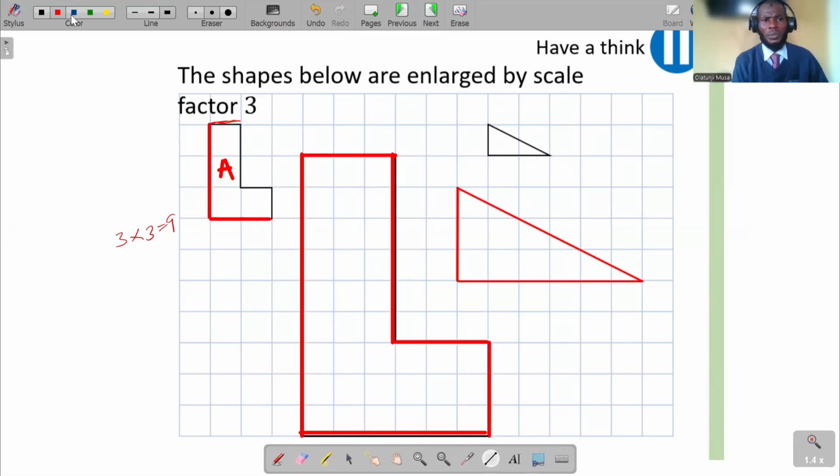The same thing applies to this shape. Let me call this one C. C is also enlarged by scale factor 3. Here we have 1 square unit times 3, that's going to be 3 square units. Here 2 square units is going to be 6 square units. While here it is 2 square units multiplied by scale factor 3, we get 6 square units. That is how these shapes are enlarged. Okay. All right, now let's see how we can enlarge.